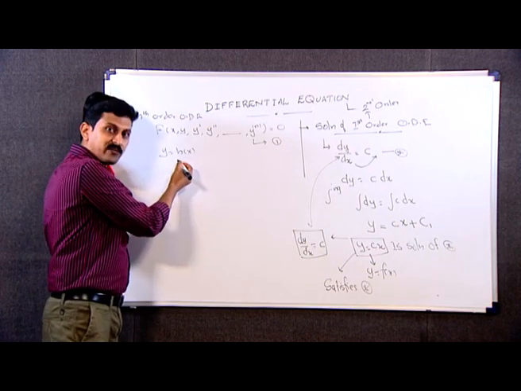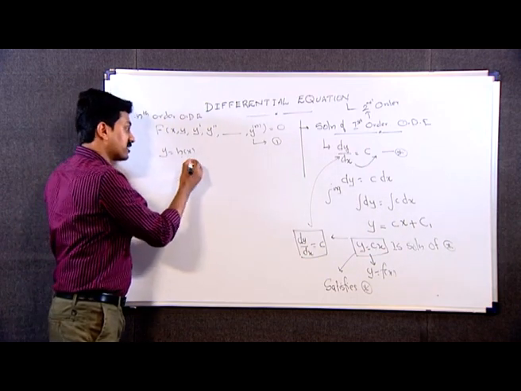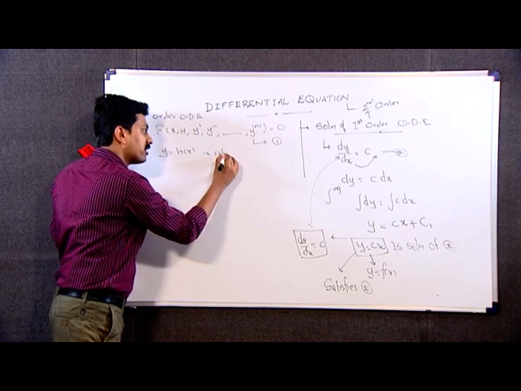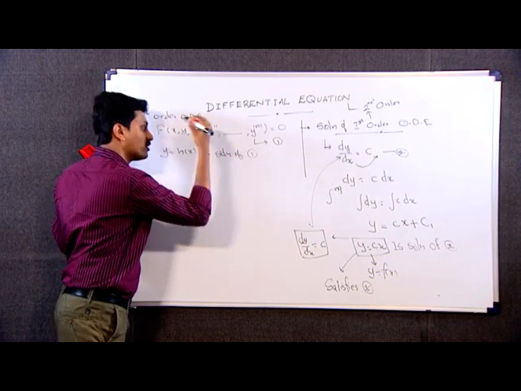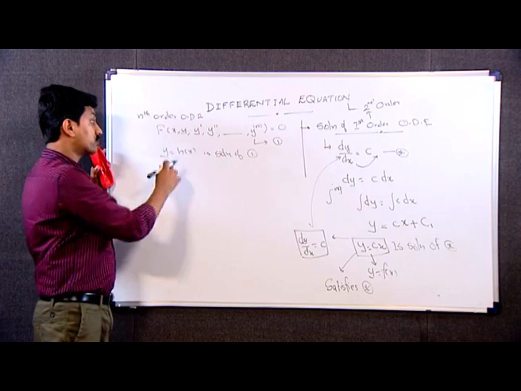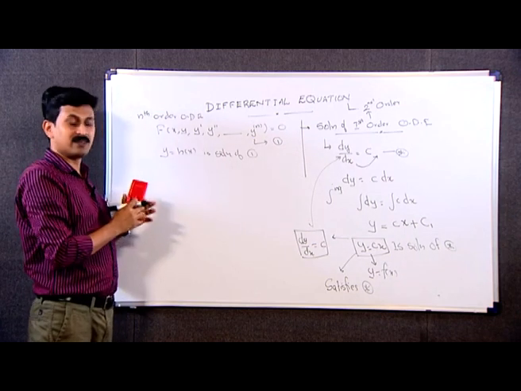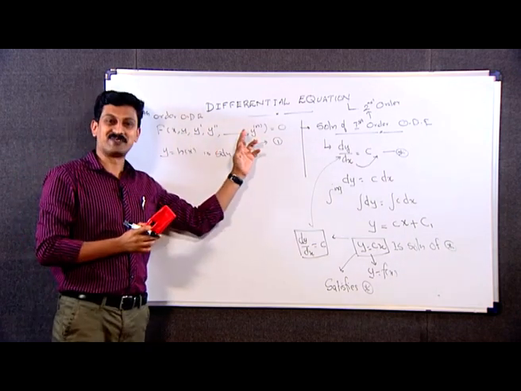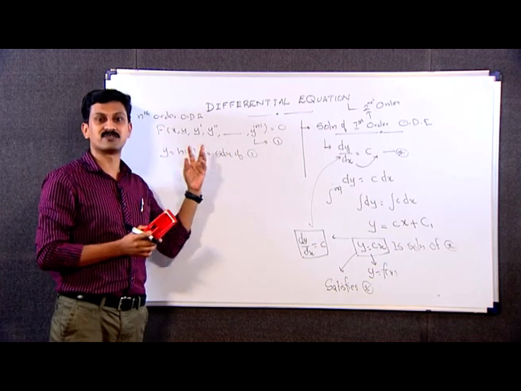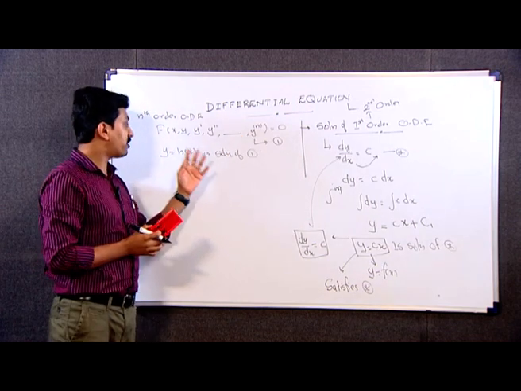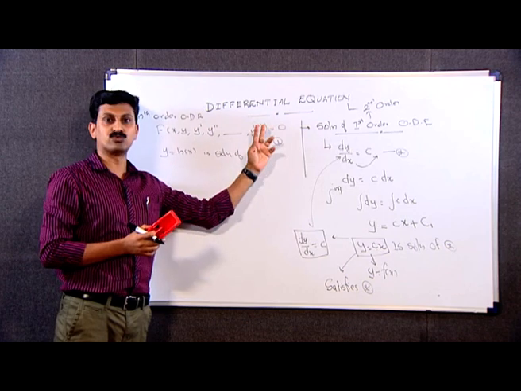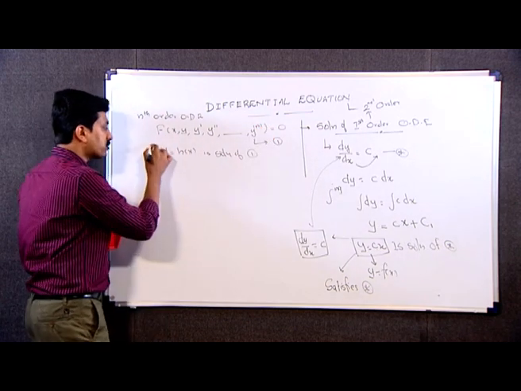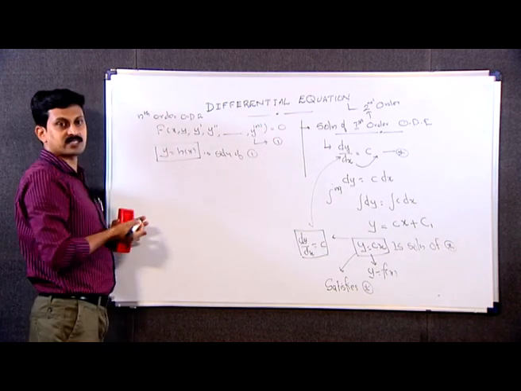The function y is equal to h of x is a solution of 1. What is the meaning? It should satisfy the equation 1. How can we say that it satisfies the equation 1? The equation 1 becomes true by substituting y as h of x.